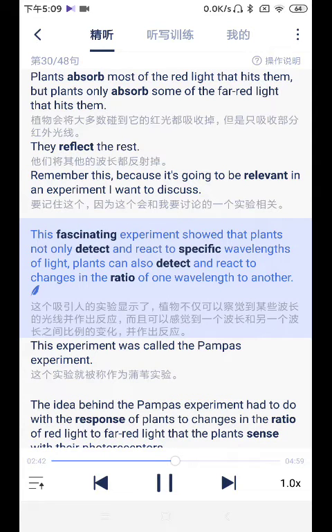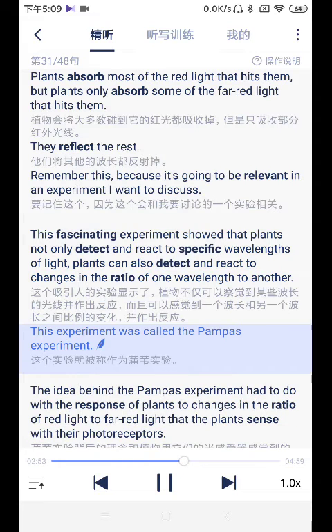This fascinating experiment showed that plants not only detect and react to specific wavelengths of light, plants can also detect and react to changes in the ratio of one wavelength to another. This experiment was called the Pampas experiment.